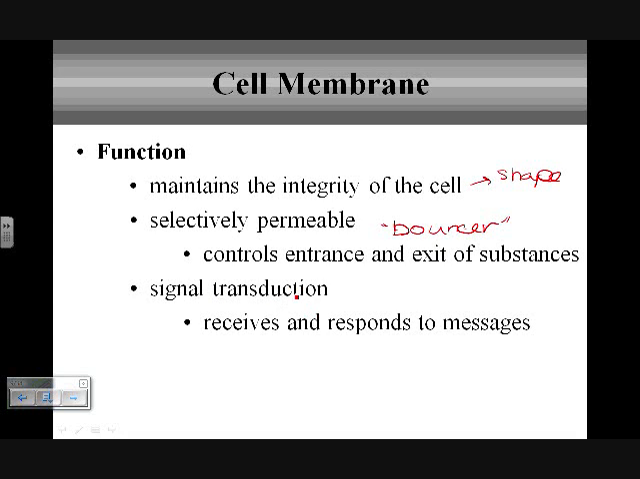And it's also a part of signal transduction, and that's the idea that certain messages are going to be relayed to the cell membrane, and the cell membrane is going to relay them in response into the cell in order for cellular functioning to occur.